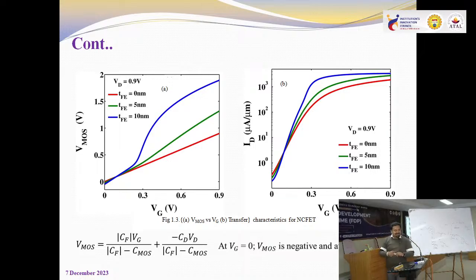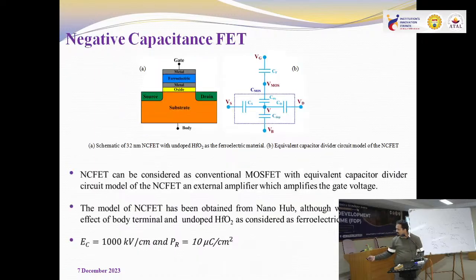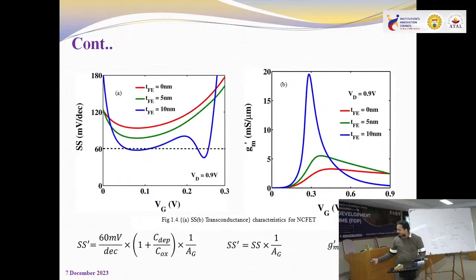Whether this is advantageous or disadvantageous, we will discuss in the next graph. Actually, it is advantageous. Why? Because in any switch, what do we want? We want on current to be high and off current to be low. This is potential, sir, the potential at this node, VMOS. I'll come to how it is advantageous or disadvantageous.